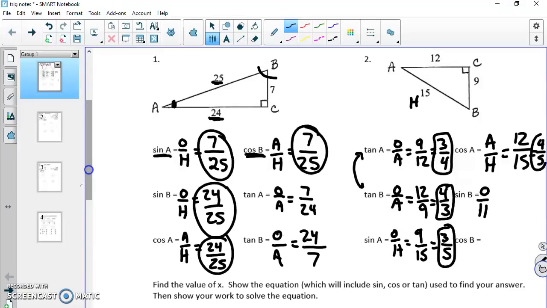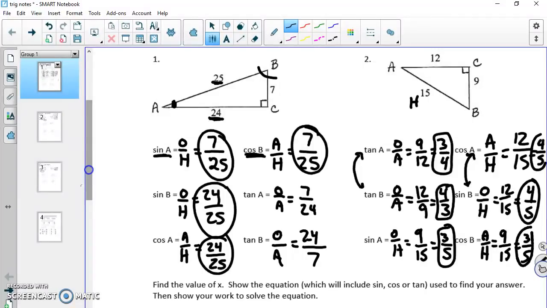Okay. Sine of B. Opposite over hypotenuse. So the opposite side from angle B is 12. The hypotenuse is 15. Hey, same as above. 4 over 5. Also, what you should notice is that cosine of one angle and sine of the other angle are going to be the same thing. Okay. And cosine of B, last one there. Adjacent over hypotenuse. The adjacent side for B is 9, over the hypotenuse 15. 9 over 15 is 3/5.